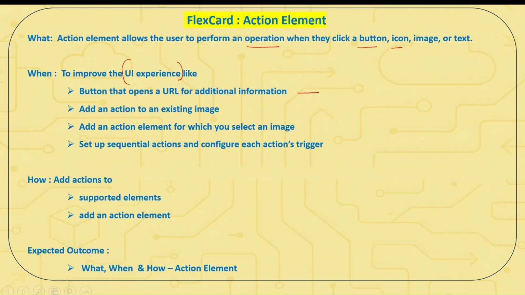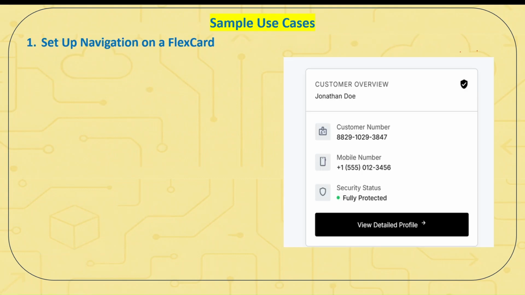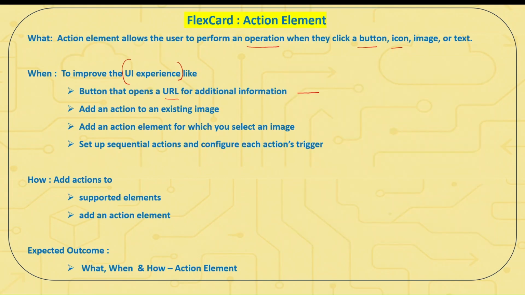Like when we click on the button, one URL gets open for additional information. Let me show you this with one of the use case. Now for example, this is a FlexCard for customer overview. Here there is a button, view detail profile. Now when customer clicks on this button, he will be redirected towards detail profile of the customer. So this is the use case. A button is, when clicked, it will be navigated to another URL, another record for additional information.